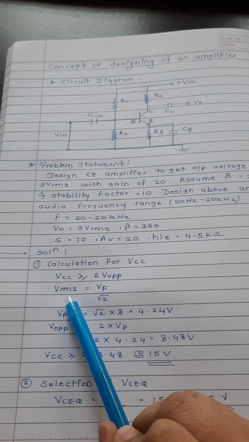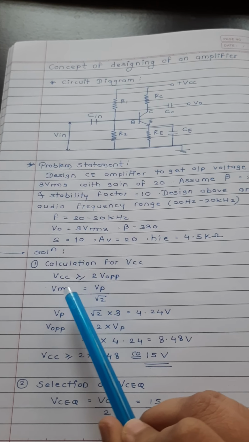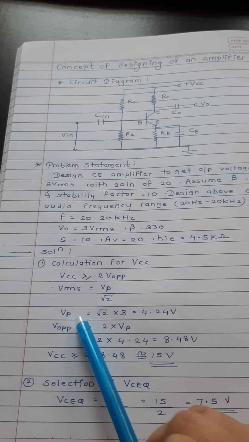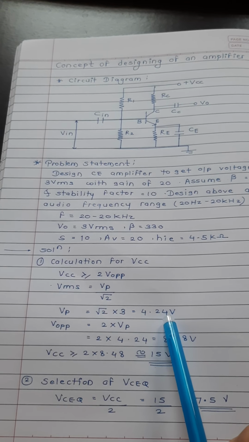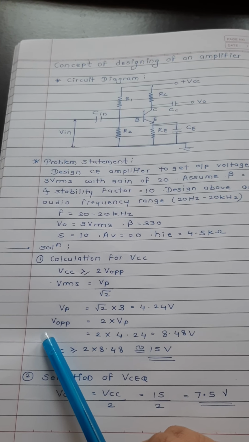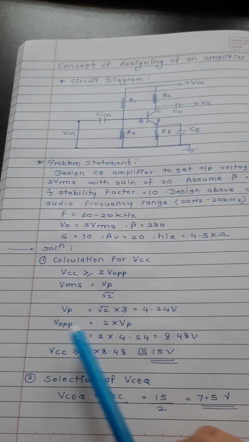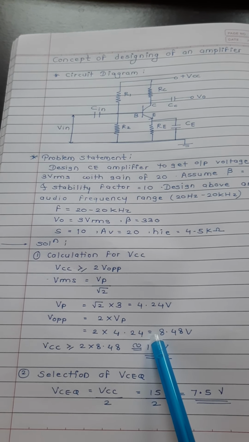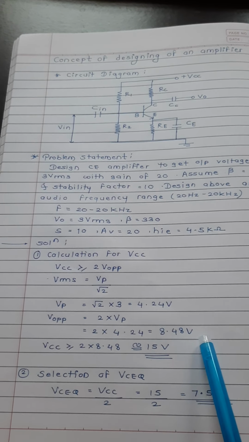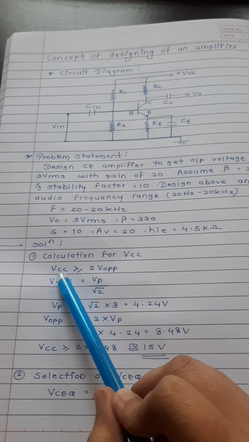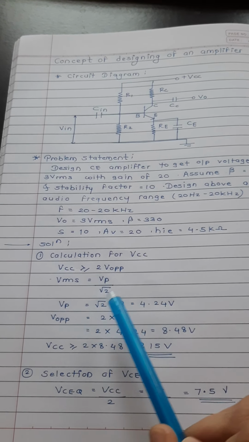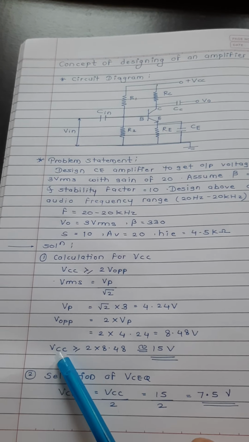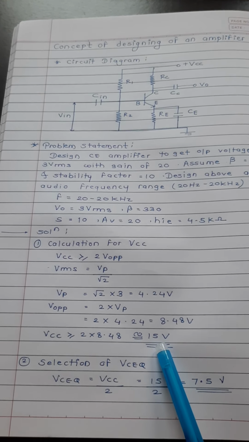As we already have the value of Vrms, we can easily calculate the value of Vp, which comes out as 4.24 volt. Vo peak to peak can be calculated as 2 into Vp. So 2 into 4.24 is the value of Vo peak to peak, which is 8.48 volt. The main parameter we have to calculate is VCC. Using the calculated Vo peak to peak, VCC is approximately 15 volt.